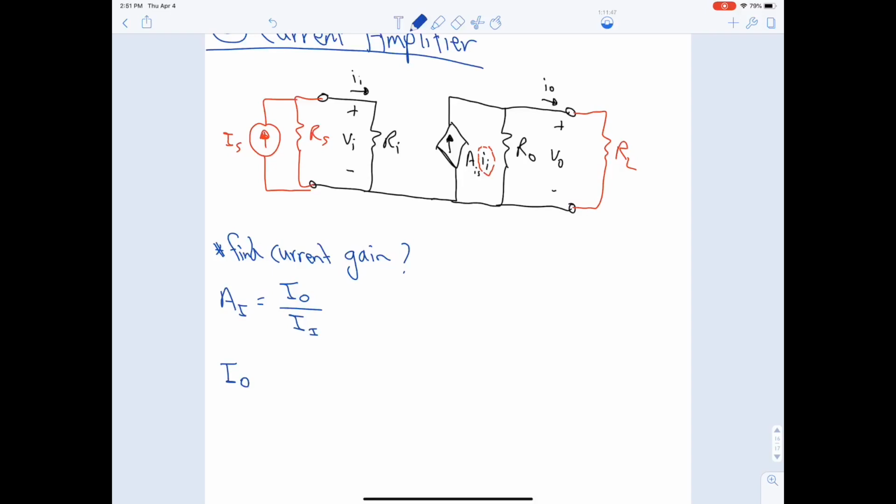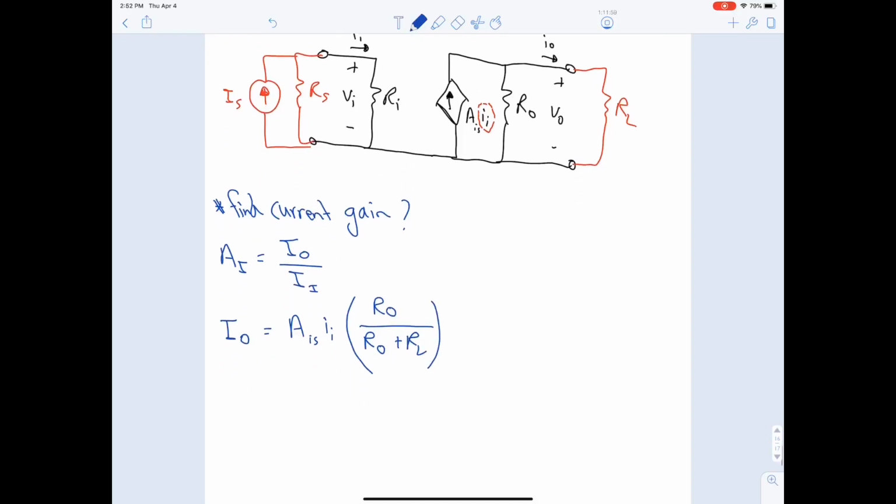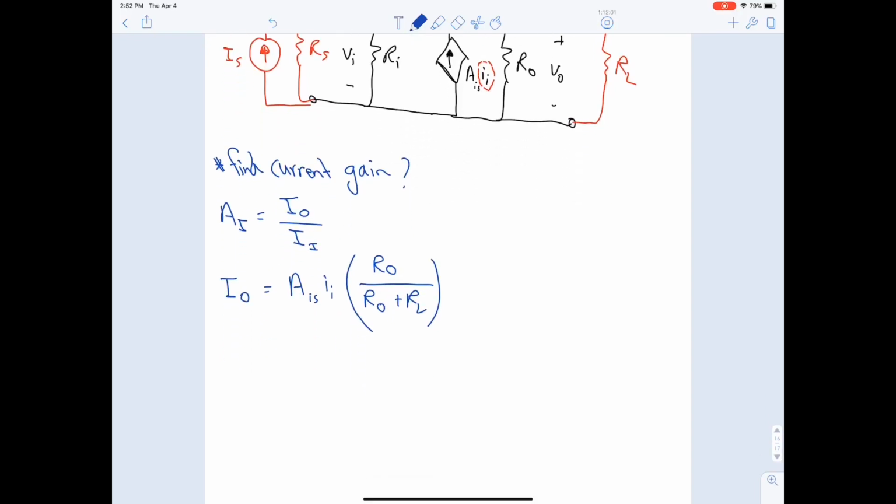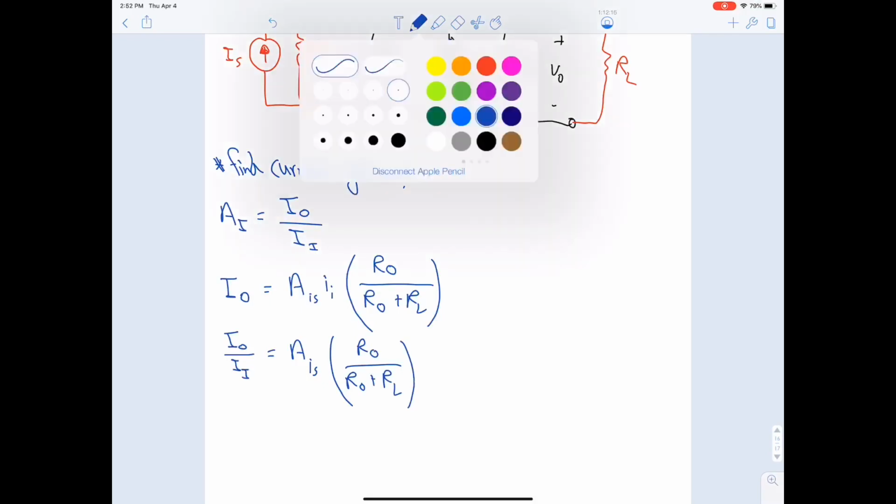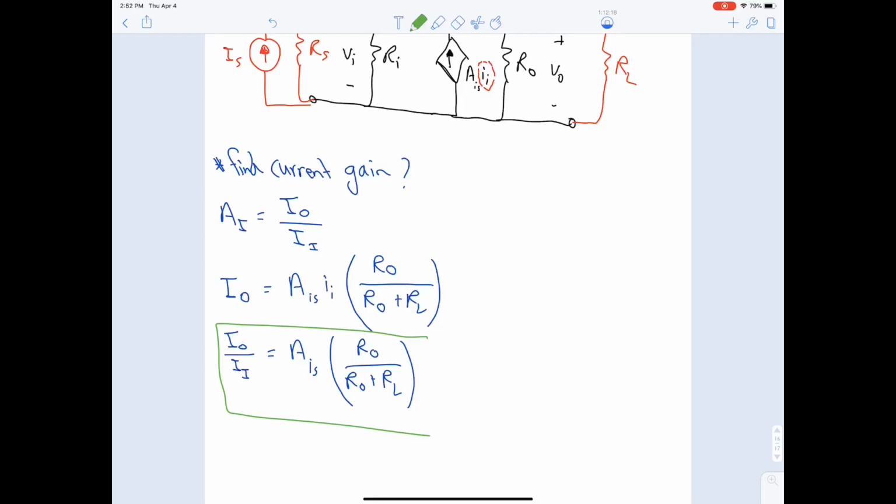Of course, I'm going to do a current division. So I will say IO is equal to AIS II multiplied by RO divided by RO plus RL. Okay? And I need IO in terms of II, which is equal to AIS multiplied by RO over RO plus RL. This is the answer. And the unit is A over A.